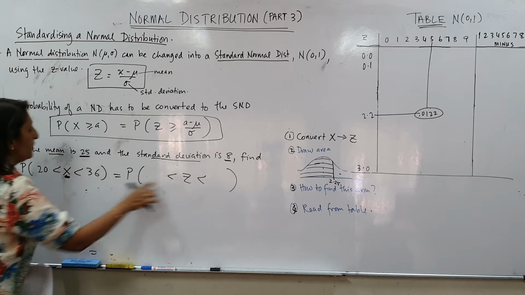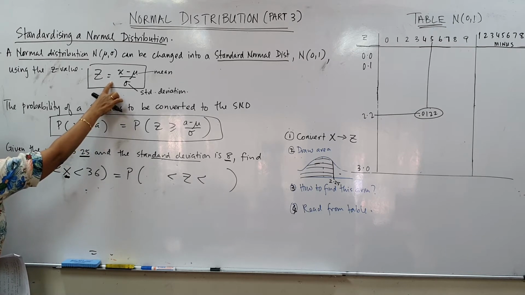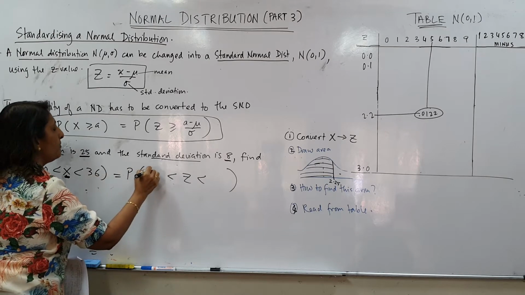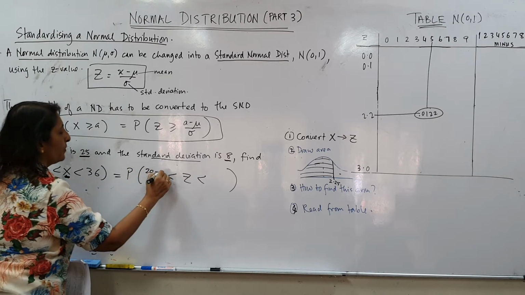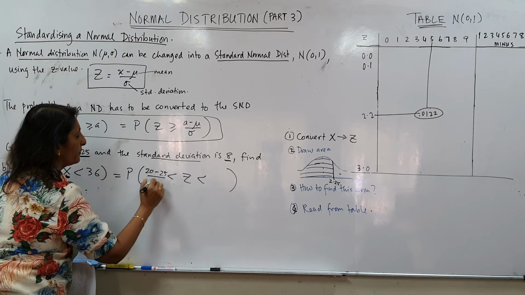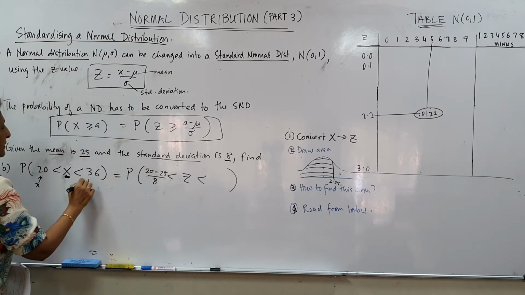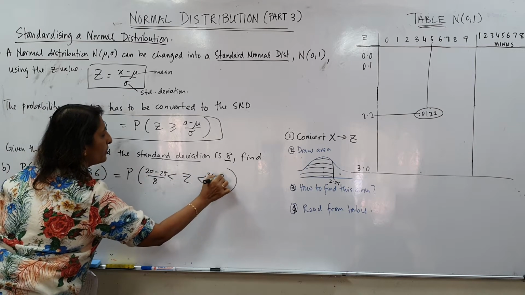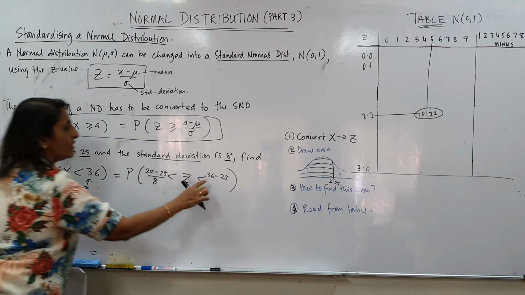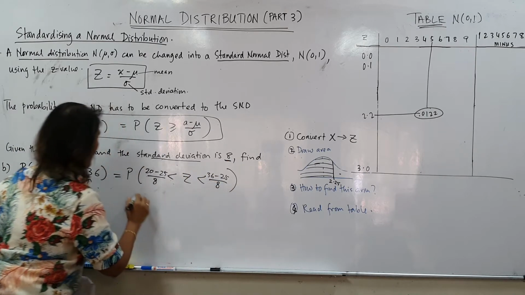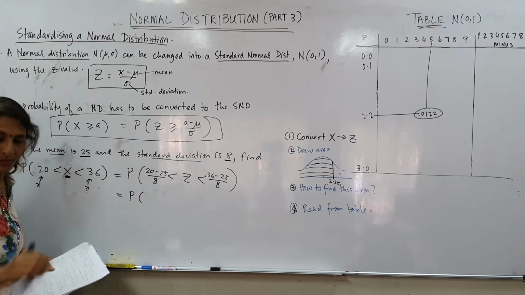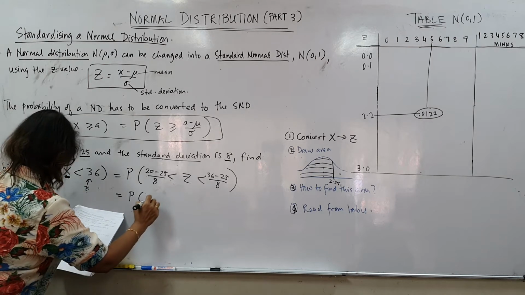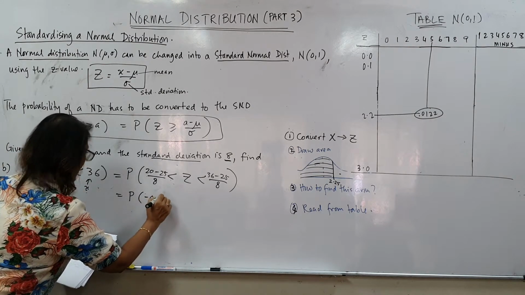Normal to standard normal. So we have to use the Z score. Okay. So this side, this is your small x, 20. So it's 20 minus mu over sigma. And that side, this is small x. Okay. So it's 36 minus 25, the mean, over 8. Okay, now you calculate the value here. Your answer here is negative 0.625 and 1.375.